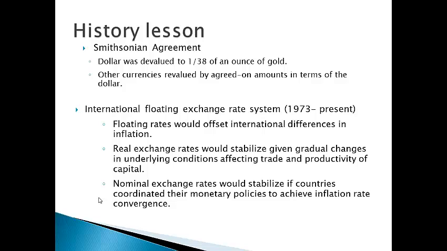Then we have the International Floating Exchange Rate System, which is 73 to present, basically saying that exchange rates are floating and they're offset by international differences in inflation. So real exchange rates will, in theory, stabilize given gradual changes in underlying conditions which affect trade. And hence, nominal exchange rates will stabilize if countries coordinate their monetary policies to achieve inflation rate convergence. So what is this basically saying here? Everything is going to be a free float kind of system, and supply and demand is going to set things.